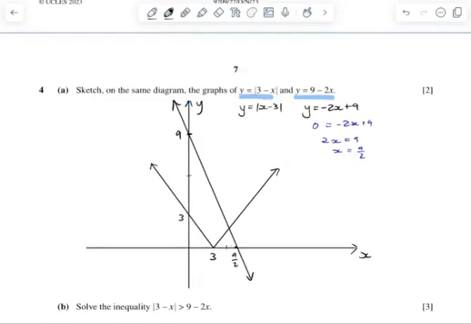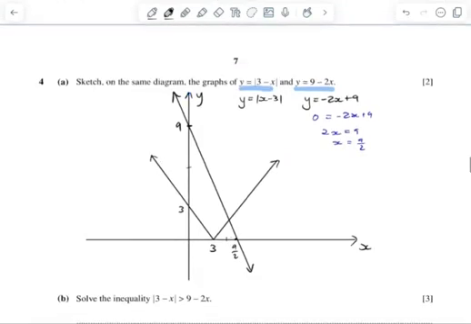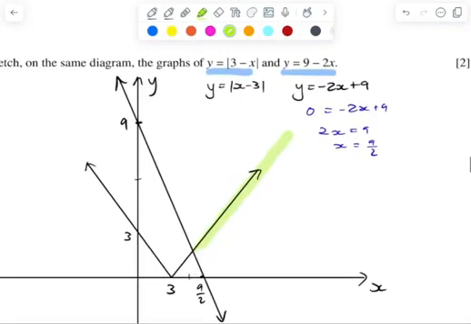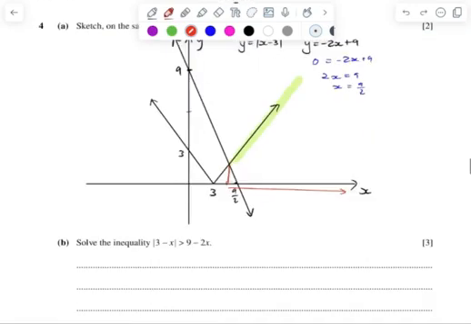Okay, so they're saying solve the inequality, and they want to know where is the mod greater than the straight line. Okay, so just for interest, I can already see that that's going to be over here. The mod anywhere from this point onwards, my mod equation is above my straight line. If I go to the left-hand side, I can see my mod is below the straight line, and the straight line has a steeper gradient. Okay, so it's only going to be from that point forward.